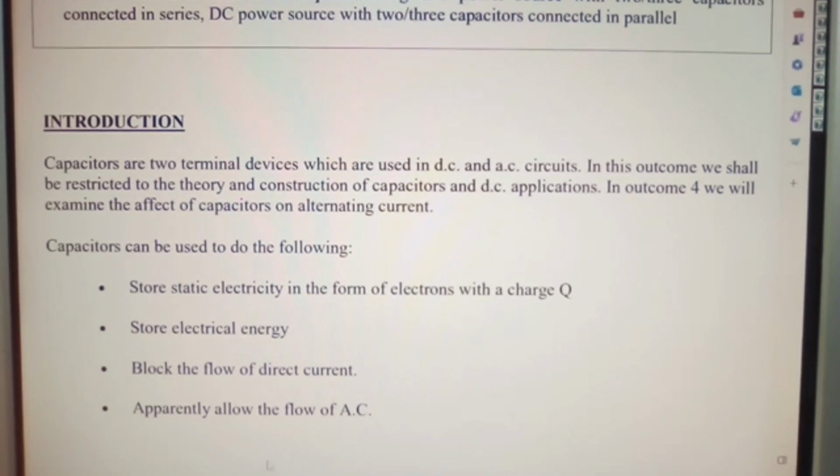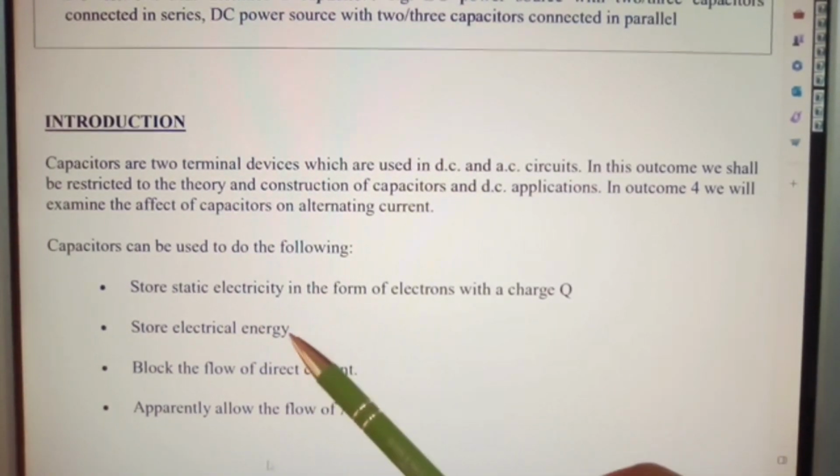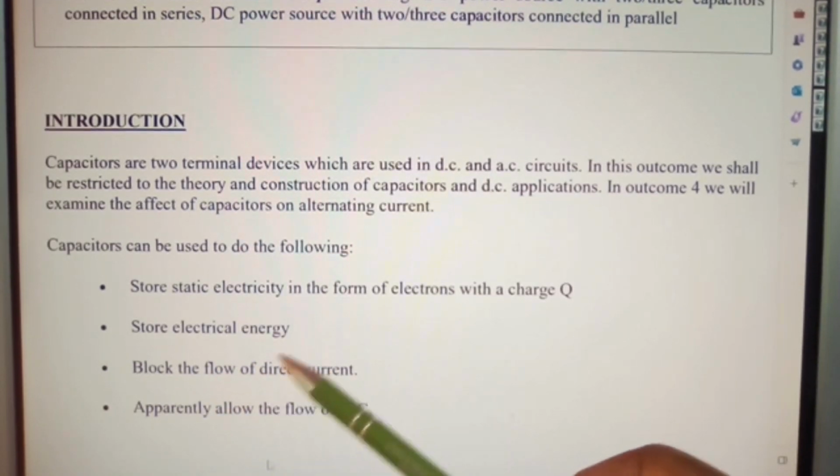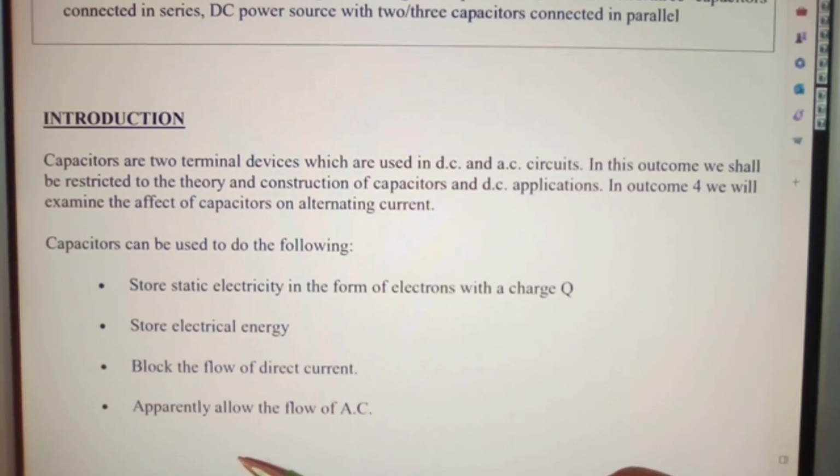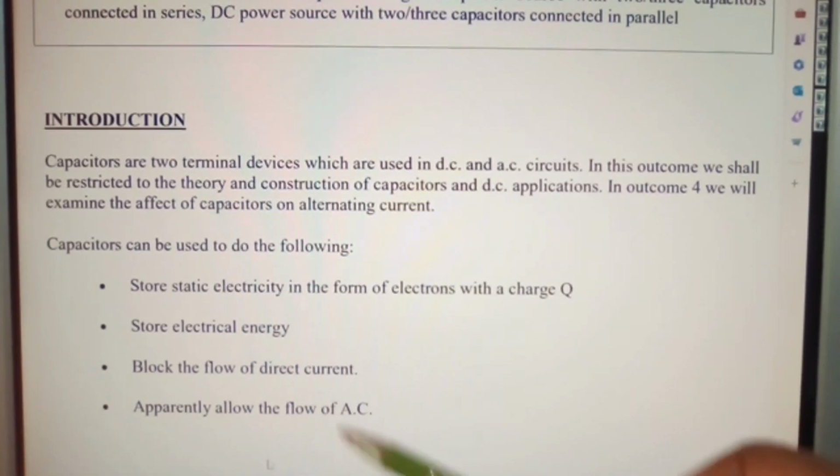Capacitors can be used to do the following: store static electricity, store electrical energy, block the flow of direct current, and finally allow the flow of AC.